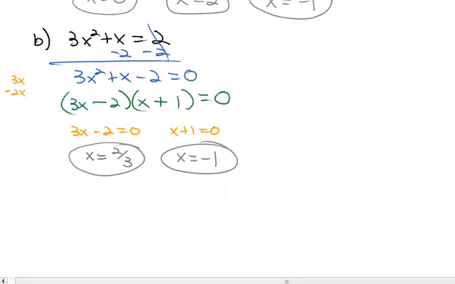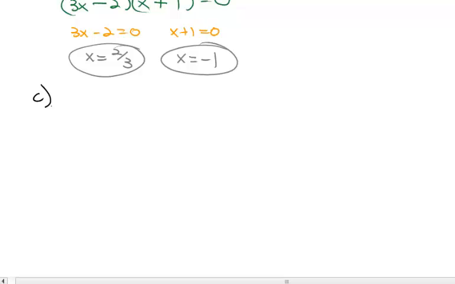Let's try another problem. This problem is one of the easiest problems. 4x squared equals 8x, and it's probably one of the most missed problems because students want to do things like divide by x. We can never divide by a variable because we can never divide by 0, and we don't know if the variable is equal to 0. So we can't divide both sides by a variable.